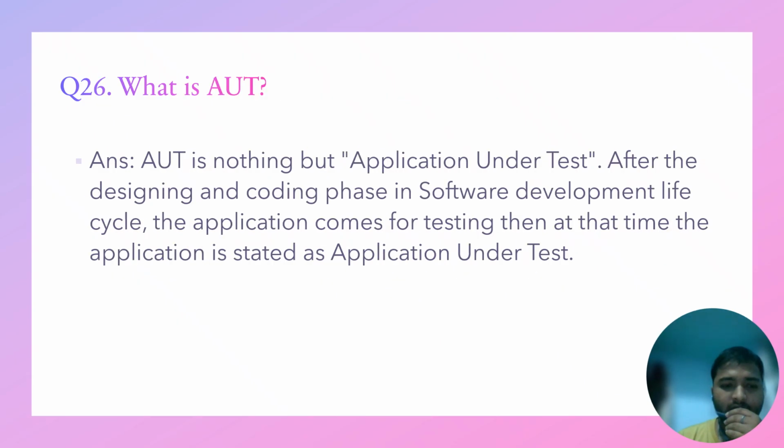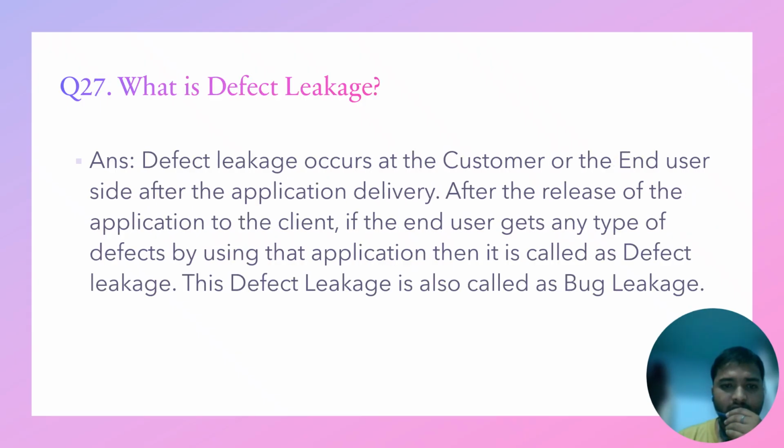What is AUT? AUT is nothing but application under test. After the design and code phase in the software development life cycle, the application comes for testing. At that time, the application is stated as application under test.